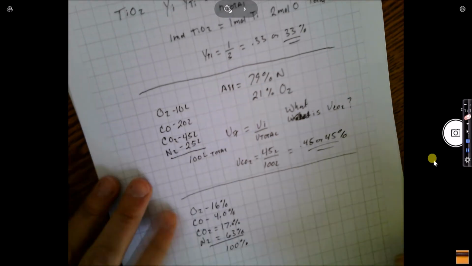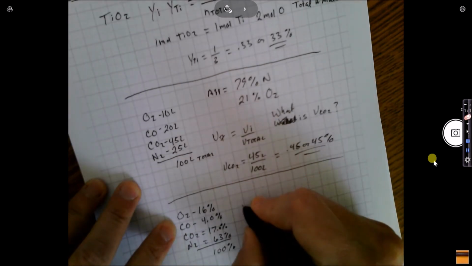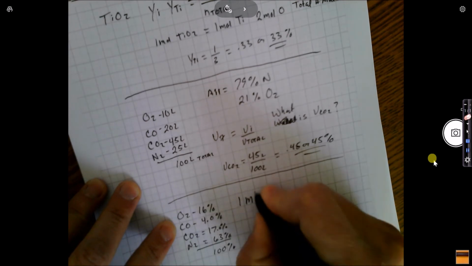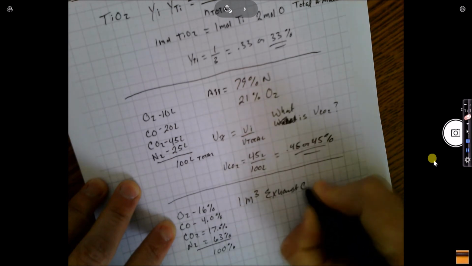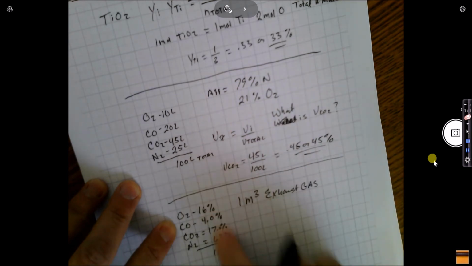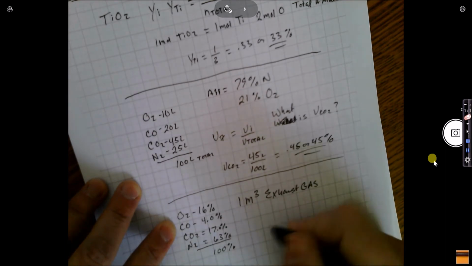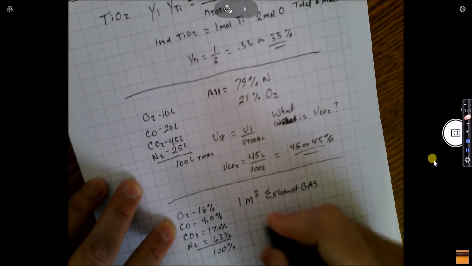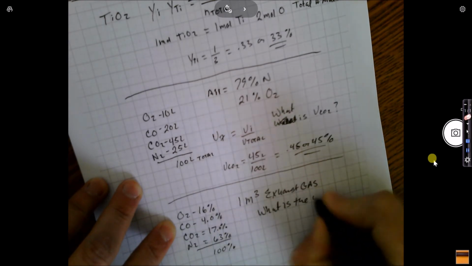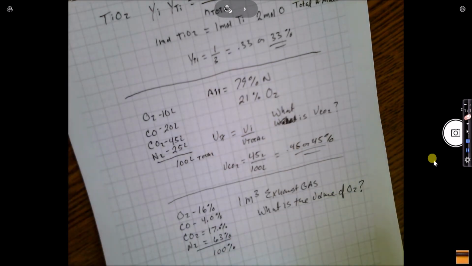But anyway, let's say we have a 1 cubic meter exhaust gas. And it has this composition, okay? And we want to know what is the volume of CO2 in this. Well, let's pick another one. I think we picked CO2 that time. What is the volume of O2? So what's the volume of O2?